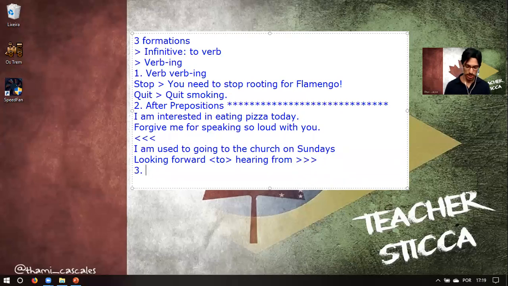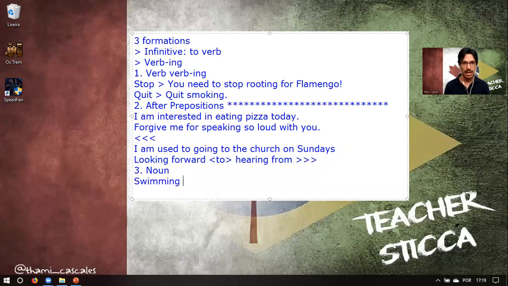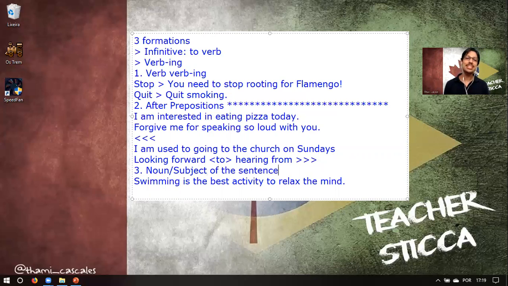And what's the last situation we got? When the verb is a noun. For example, swimming is the best activity to relax the mind. So swimming is the activity, the act of swimming is. So swimming is the subject of the sentence. And so in this case, we don't use two verbs. We use verb in ing.